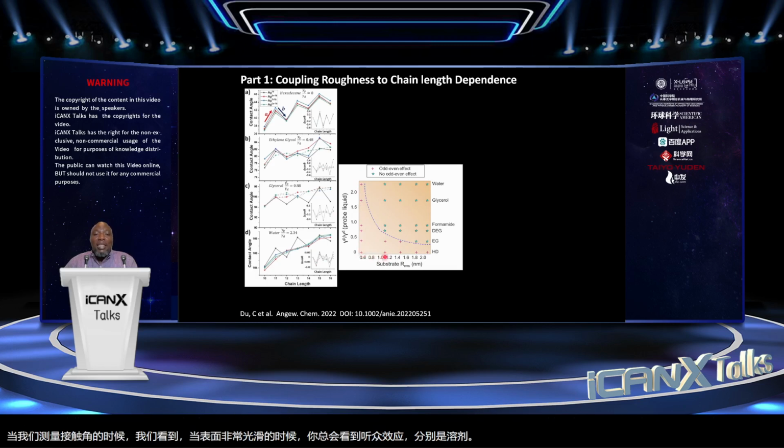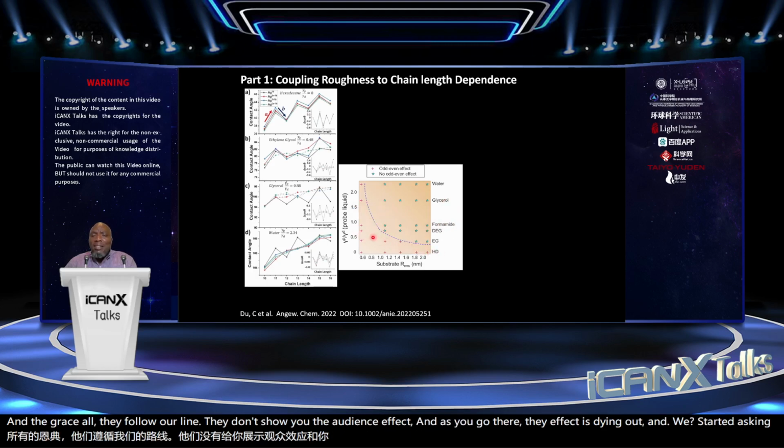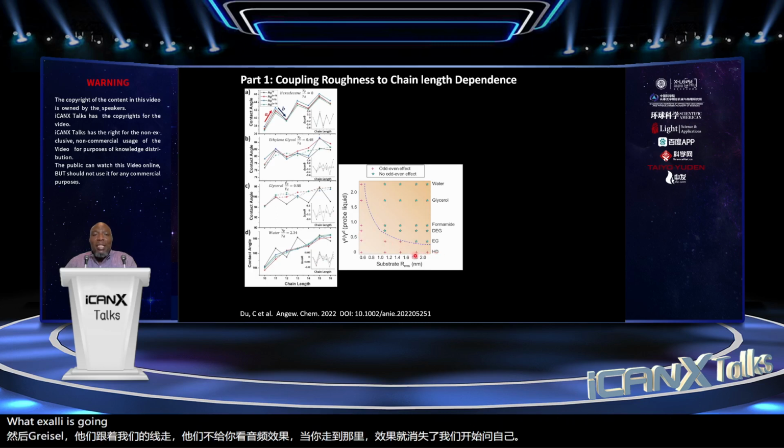Now, when you start increasing the surface roughness, you start to see that some solvents, like formamide, diethylene glycol and glycol, fall off that line. They don't show you the odd-even effect. And as you go there, the effect is dying out. And we started asking ourselves, what exactly is going on here? What is it telling us about the structure of the SAM?